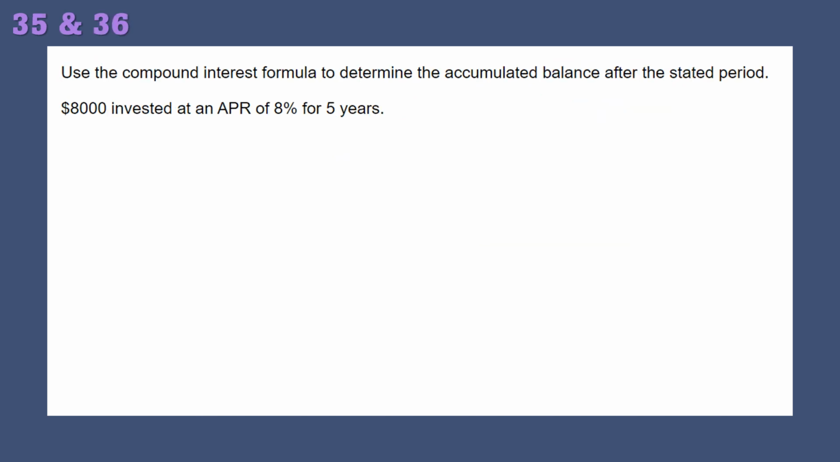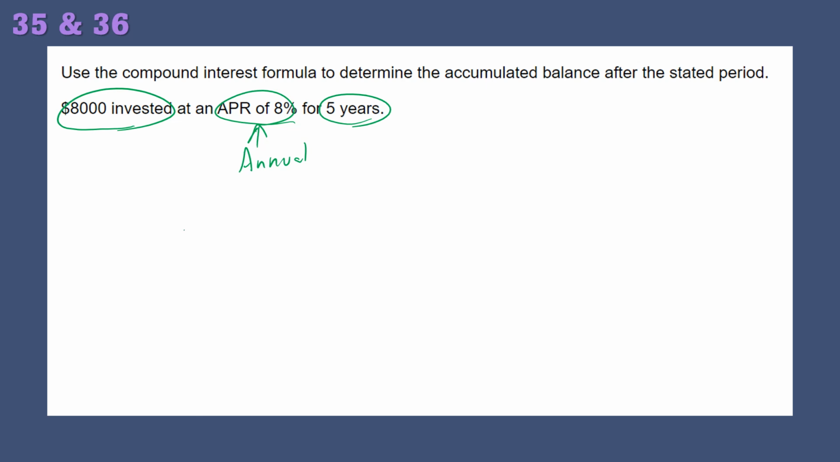Use the compound interest formula to determine the accumulated balance after the stated period. So let's try a few things on this one. First we have the 8,000 invested. We have an APR of 8% for 5 years. APR is annual. Okay. They haven't told us how often we're going to compound this, so let's assume we're going to compound it annually.